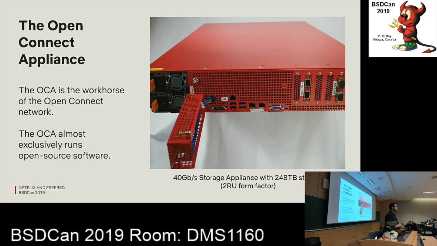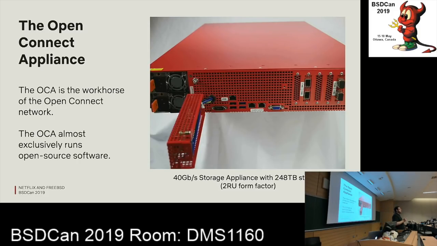And our goal is to produce a very cost-efficient platform. And so we spend a lot of time thinking about just how much we need in these boxes and how we can manage to produce a cheaper box that will do even more for us. You see here one of our appliances. We have a number of different appliances which have different mixes of hardware, different form factors, different network attachments. So we have, I think, 10 gigabit, 40 gigabit, and 100 gigabit attached storage. We also have boxes that have hard drives, some that are exclusively solid state media. Some are 1RU, some are 2RU. So we have different mixes of form factors and storage capabilities and so forth. This one here is a 40 gigabit per second storage appliance with 248 terabytes of storage and a 2RU form factor.